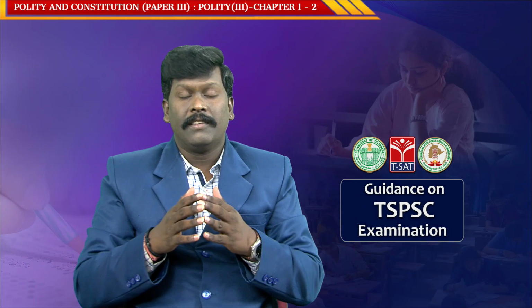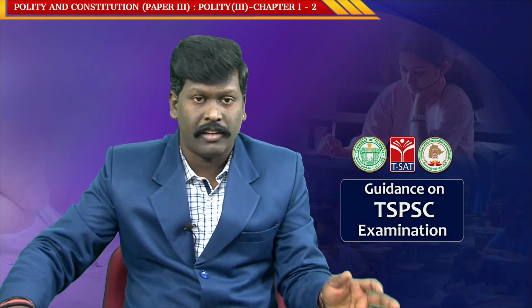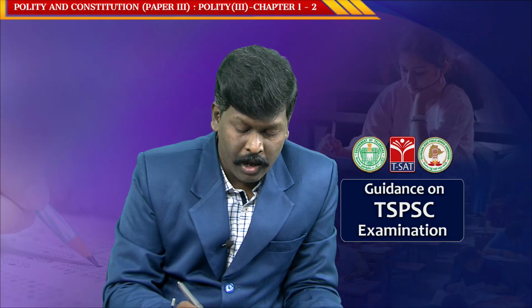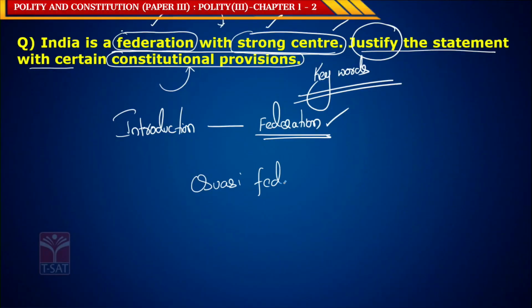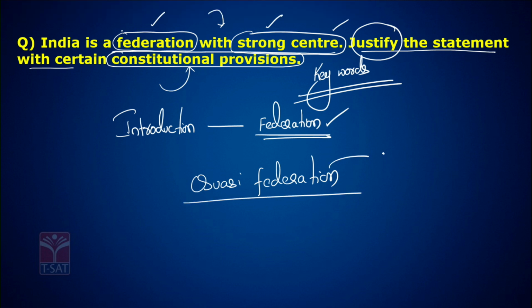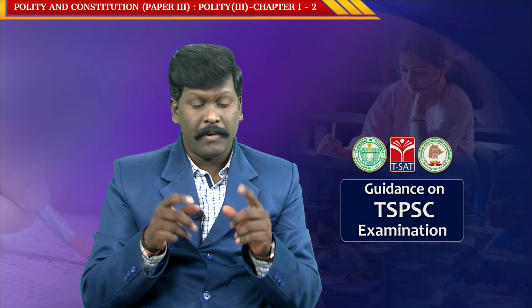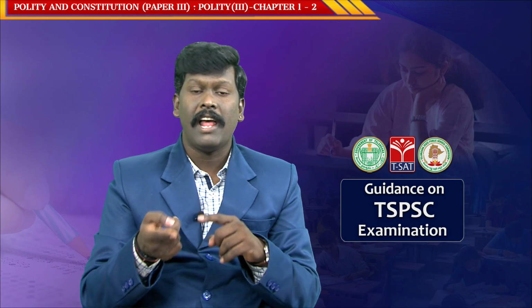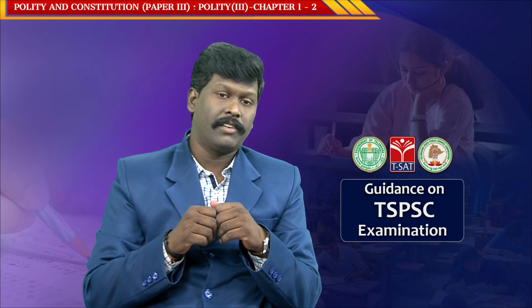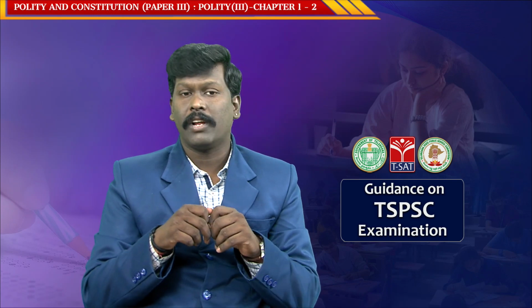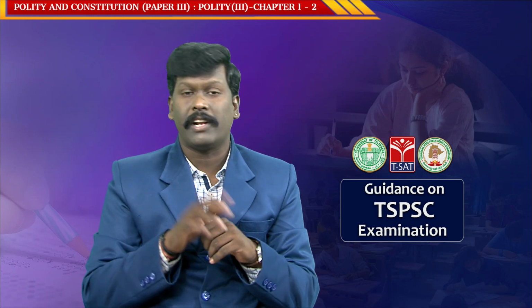Because in India there are both federal and unitary features, the Indian system is called quasi-federal, as said by K.C. Wheare. K.C. Wheare said that the Indian system is quasi-federal because it is a mixture of both federal as well as unitary features. But our question is not about what the features of federation and unitary are.